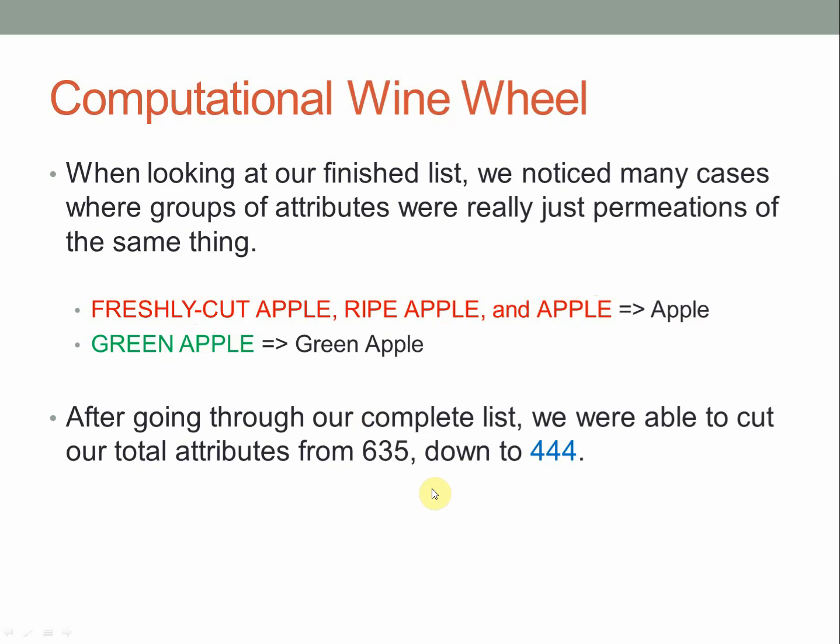Now, out of the 635 distinct attributes that we collected, we found many of them can be generalized into the same attribute. So we went from 635 down to 444.